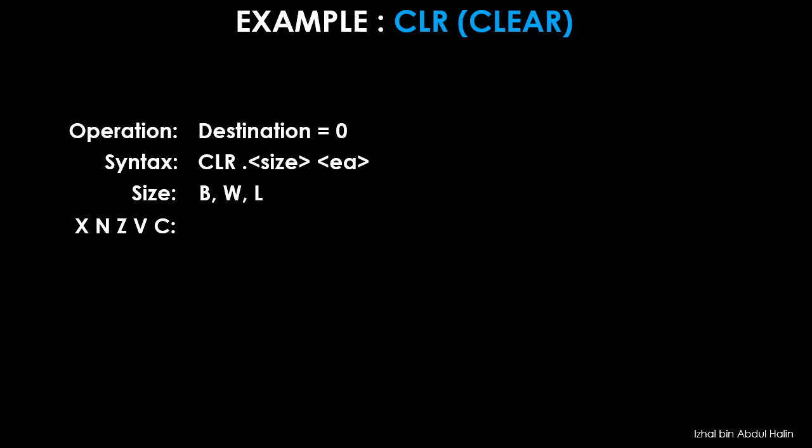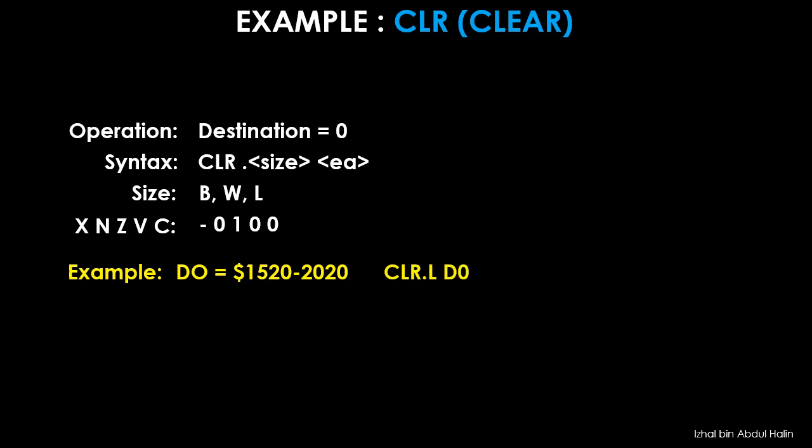As for the condition code register, the X bit is not affected. Bit Z is set to 1 because the result of clearing the operand is a value equal to 0. Bits N, V and C are reset to 0 after execution. This example shows that the initial hexadecimal value in D0 is 15202020. Once the instruction CLR.L D0 is executed, its value changes to 0.